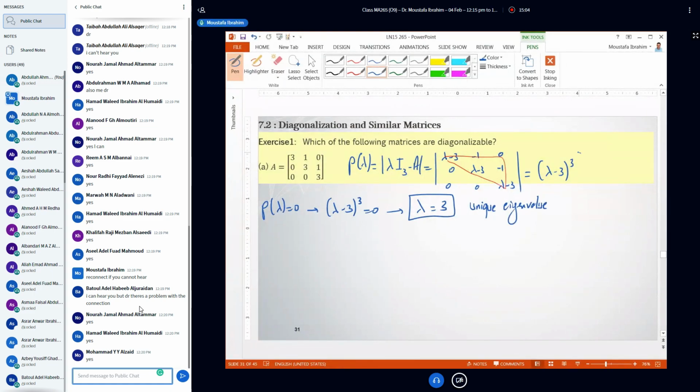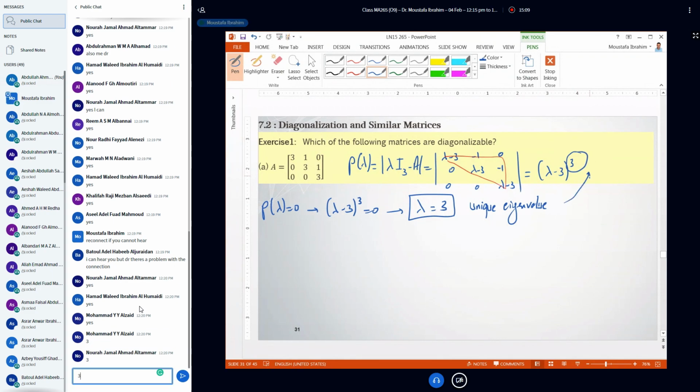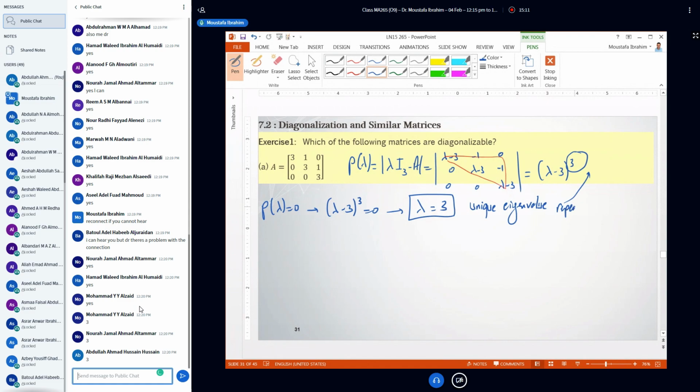It's repeated how many times? Repeated, very good, 3 times. This one we call multiplicity. Multiplicity means the eigenvalue is repeated how many times?